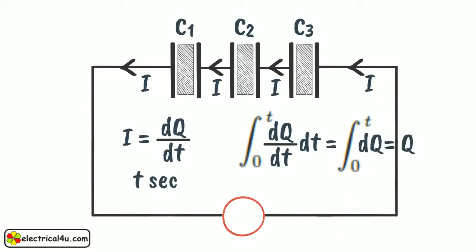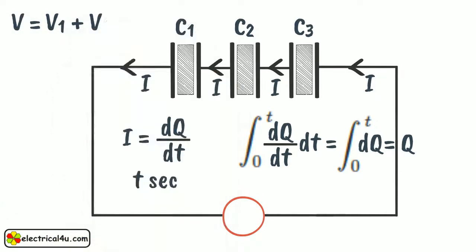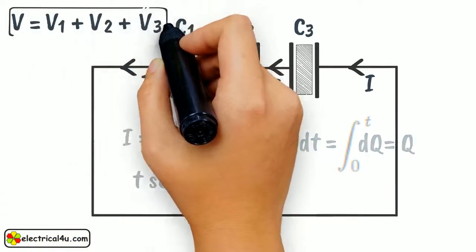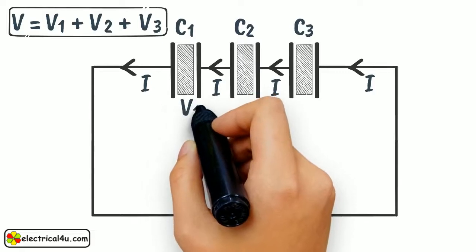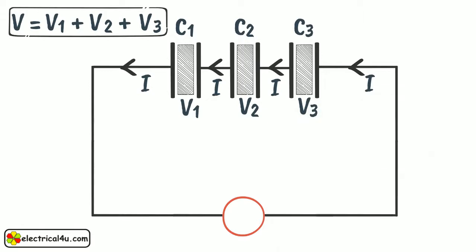Now, as per the fundamental rule of circuit theory, it is obvious that the sum of the voltage drops across the individual capacitors is nothing but the supply voltage of the system. That means V equals V1 plus V2 plus V3, where V1, V2 and V3 are the voltage drops across C1, C2 and C3 respectively. V is the supply voltage.